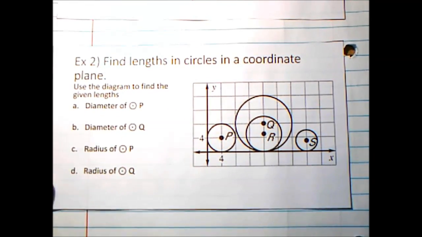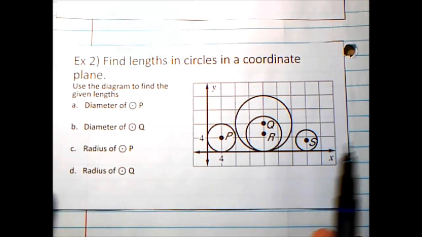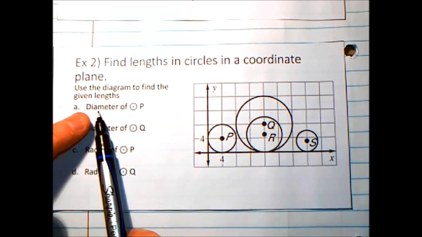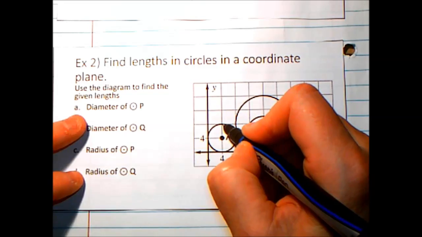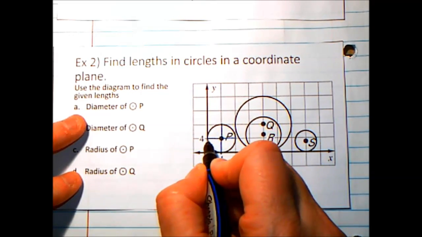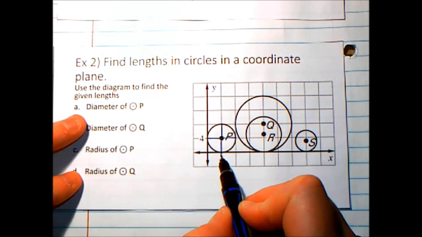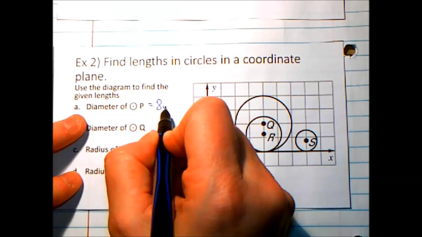Okay, example 2 gives us many circles here. It says find the length of the circle in the coordinate plane. On A, it wants to know the diameter of circle P. If I go to circle P, the diameter means I'm going all the way from top to bottom, or all the way horizontally across. It does not matter, but notice this is counting by 4s, so it goes twice, which means this is 8 units.